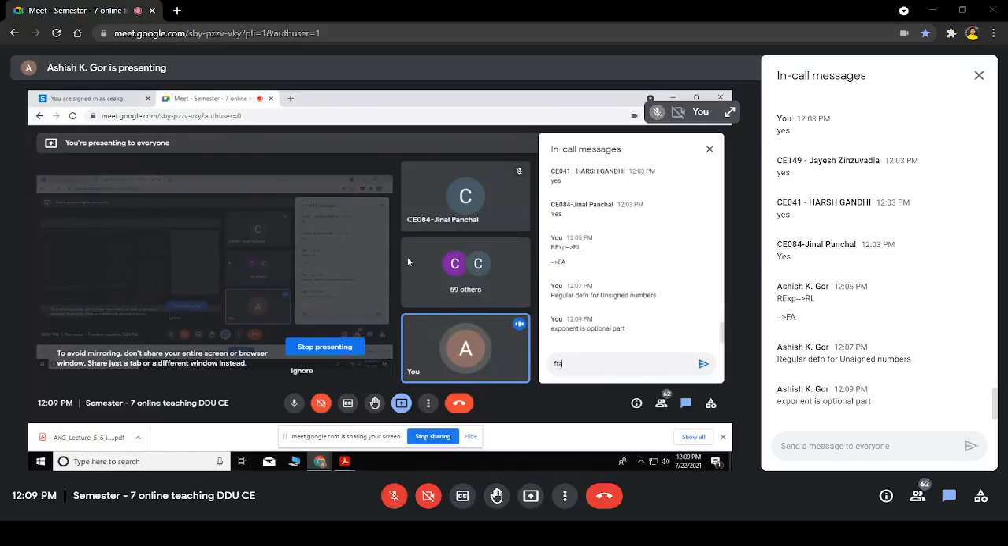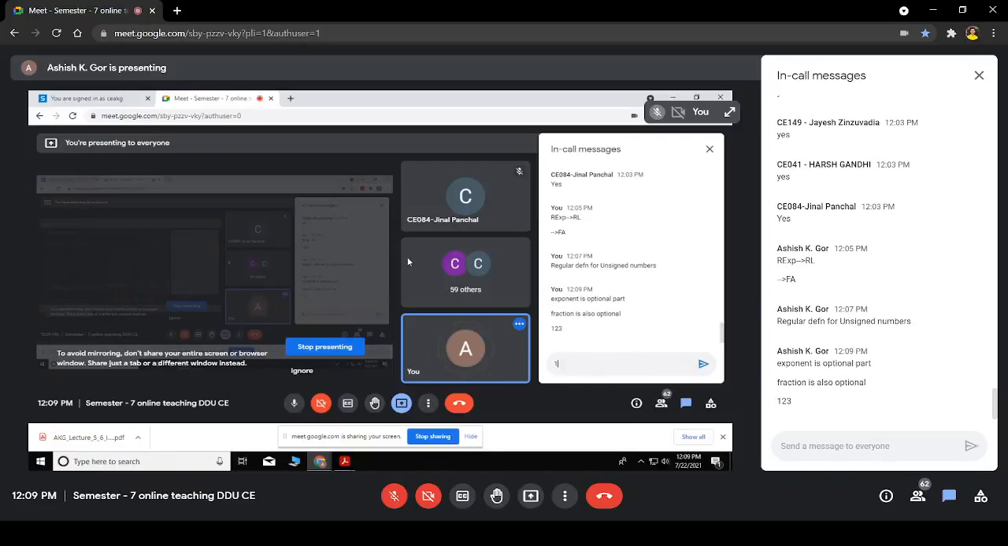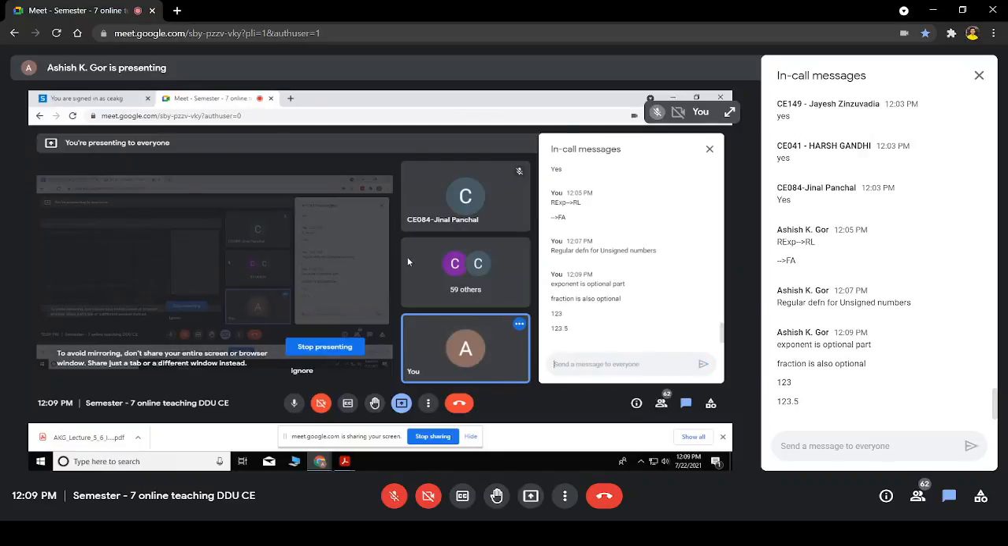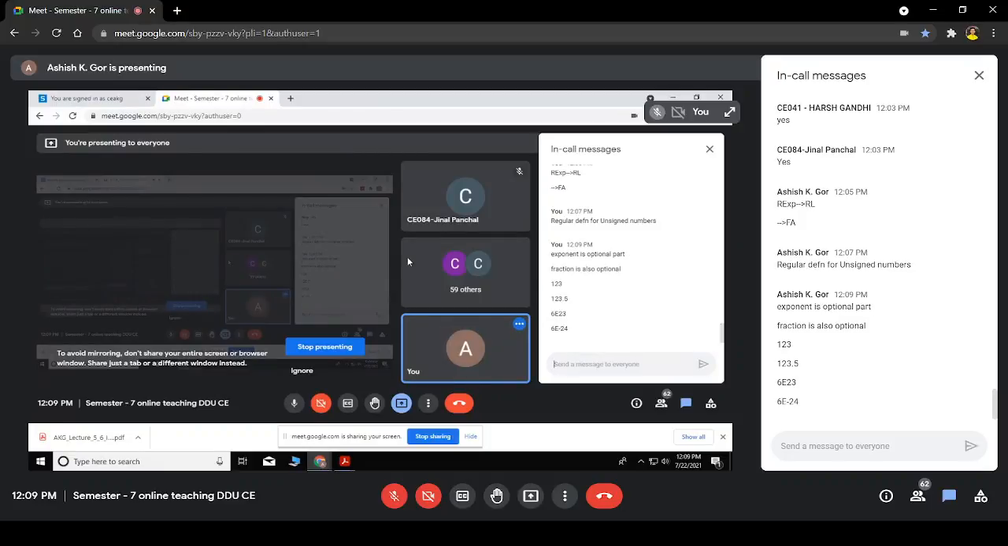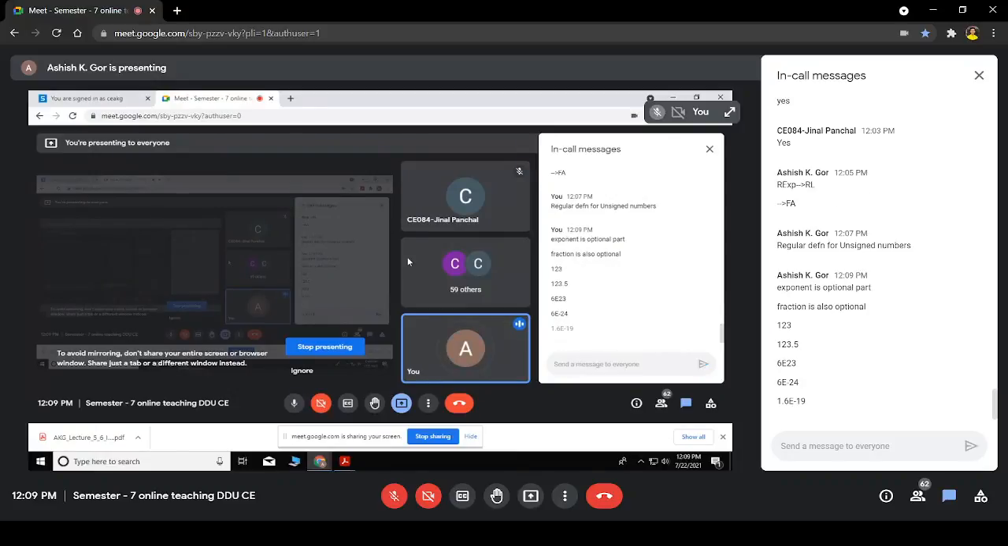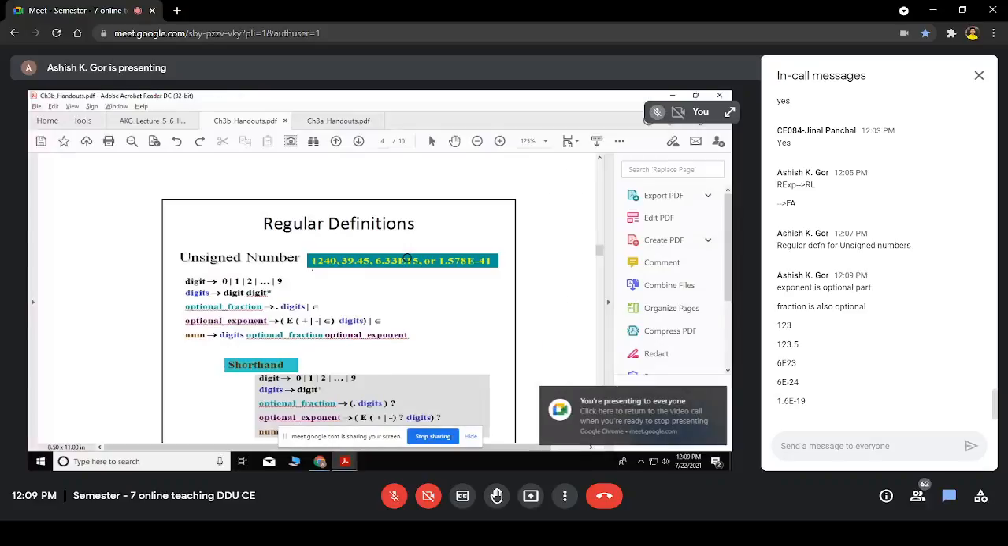Or the fraction is also optional, because they all are unsigned numbers. 123 is also an unsigned number. 123.5 is also an unsigned number. 6E23 is also an unsigned number. And 6E minus 24 is also an unsigned number. And 1.6E minus 19 is also an unsigned number. Right? So I want to write a regular definition in such a way that all these unsigned numbers get covered.